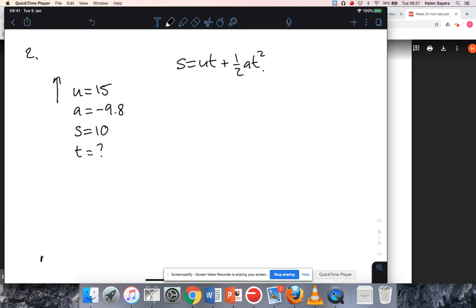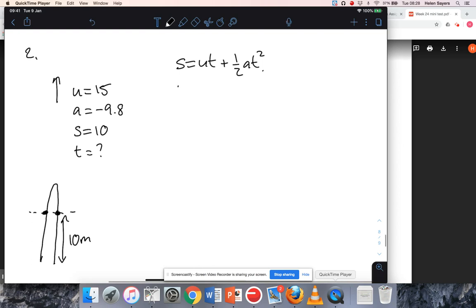The particle is being fired up, so it's going to go up, up, up, up, up. It's going to slow down due to gravity, and then it's going to come straight back down again. For this question to make sense, it must reach a height higher than 10 meters. So it's going to have a displacement of 10 meters once on the way up and then again on the way down. Our question is how long is it higher than 10 meters? So it'll be the difference between those two times.